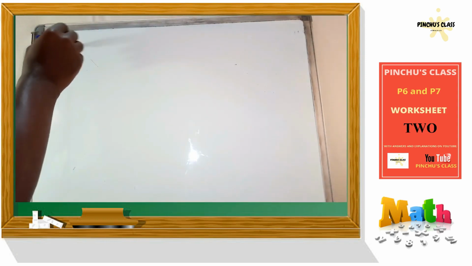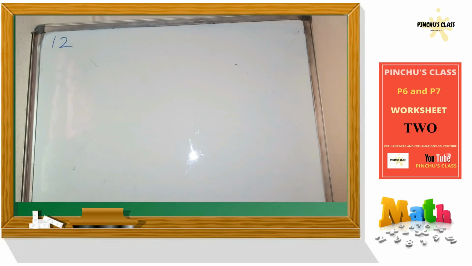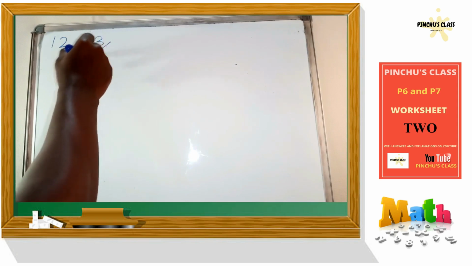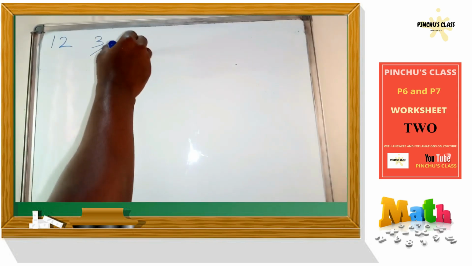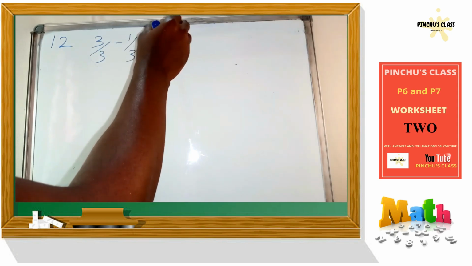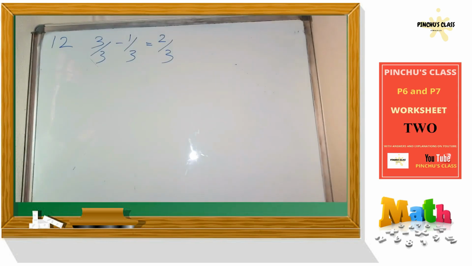Number 12. Out of 120 pupils who took the test, a third were girls. How many boys took the test? So this one, we have already done such a number like that. So first of all, we are going to find a fraction of the boys. It's going to be the total, which is 3 out of 3, minus the fraction of girls, which is 1 out of 3, and this will give us 2 out of 3. So that is the fraction for boys.